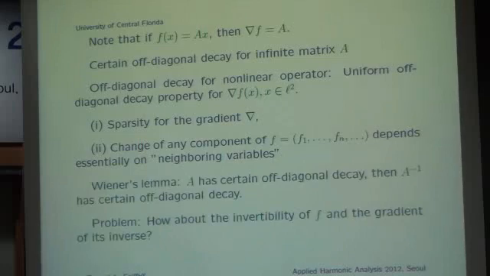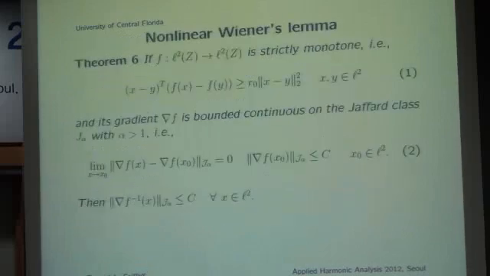Okay, so then how do we understand and create the corresponding Wiener's lemmas? If A has certain off-diagonal decay, then the classical Wiener lemma says the inverse also has certain off-diagonal decay. So how about a nonlinear map? Quite clearly, we replace the off-diagonal decay property for the matrix by the uniform off-diagonal decay for the gradients. So then we can think about that.